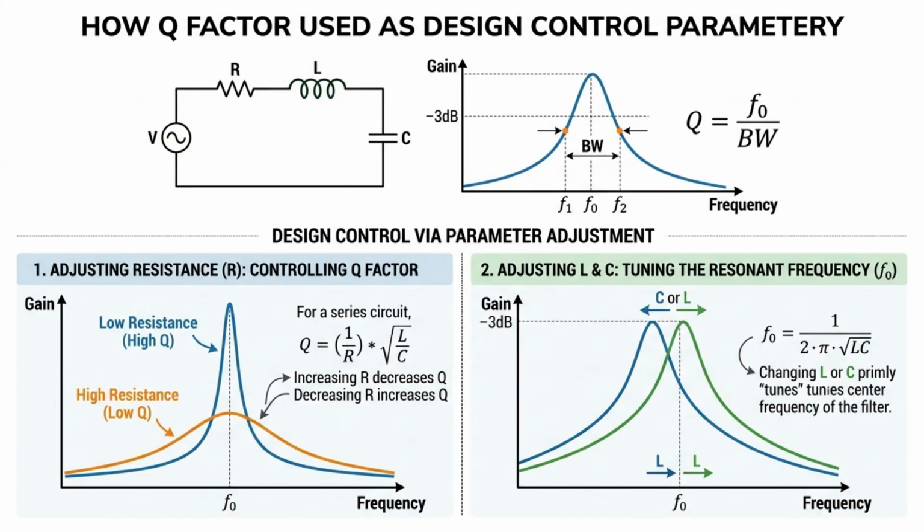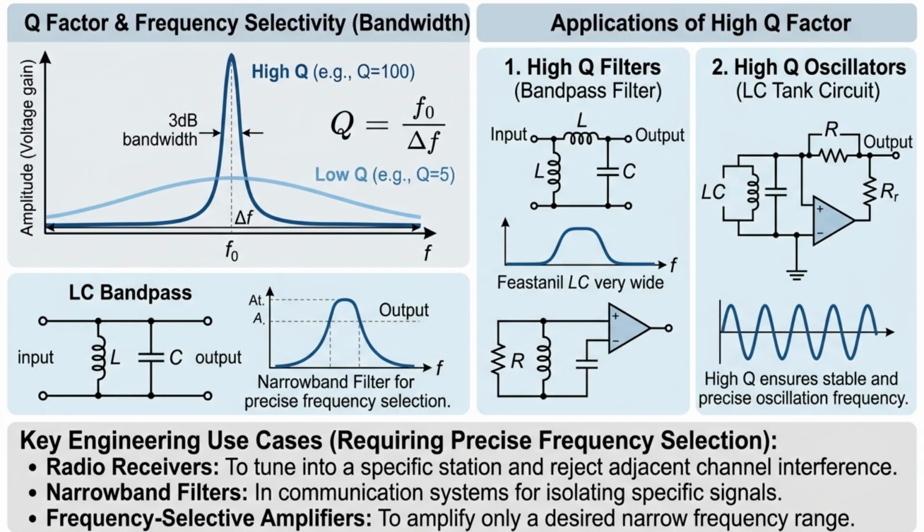Because of this relationship, Q factor is often used as a design control parameter in engineering. By adjusting resistance, inductance, and capacitance, engineers can shape the frequency response of a system to meet specific performance requirements. In practical engineering systems, Q factor is widely used in the design of filters, oscillators, and resonant circuits.